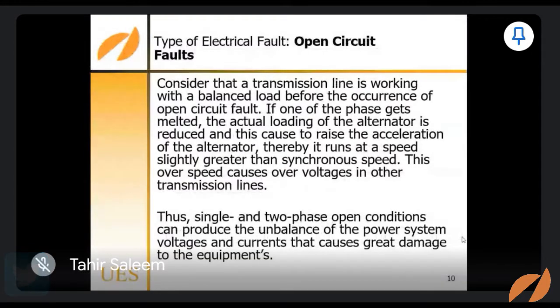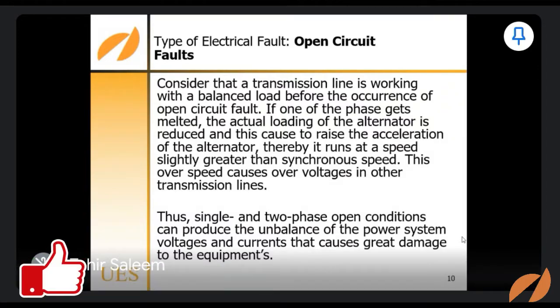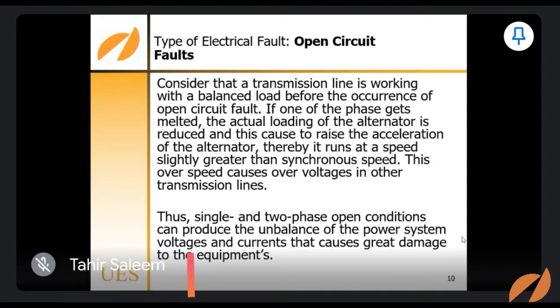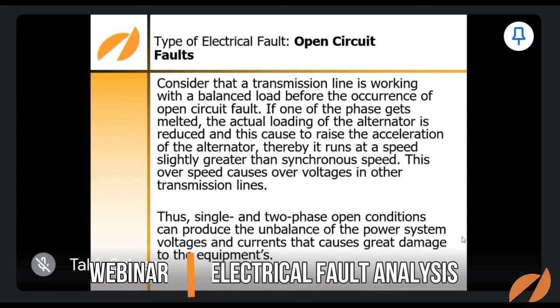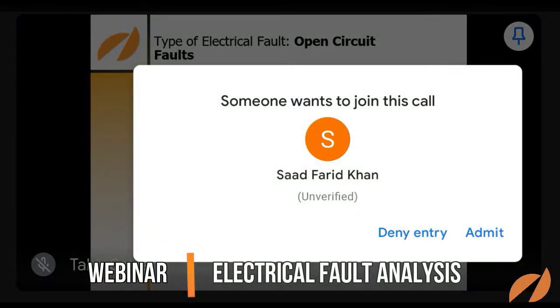Consider that the transmission line is working with a balanced load before the occurrence of the open circuit fault. If one of the phases gets melted, the actual loading of the alternator is reduced, and this raises the acceleration of the alternator. The speed will increase, and thereby it runs at a speed slightly greater than synchronous speed. This overspeed causes overvoltage in other transmission lines. Thus, single and two-phase open circuit conditions can produce unbalance of the power system voltage and current that causes great damage to the equipment.